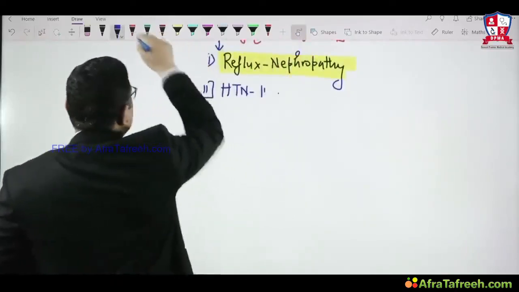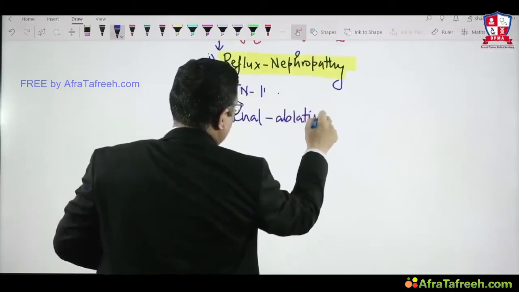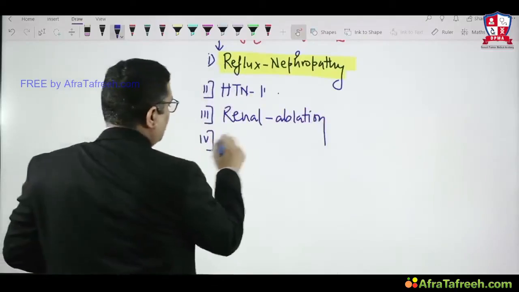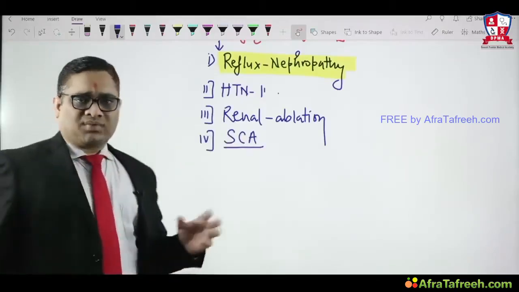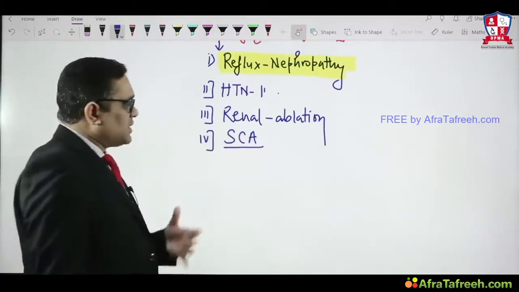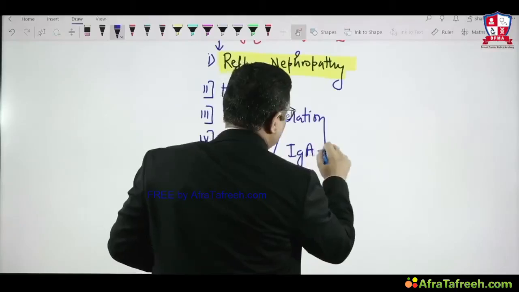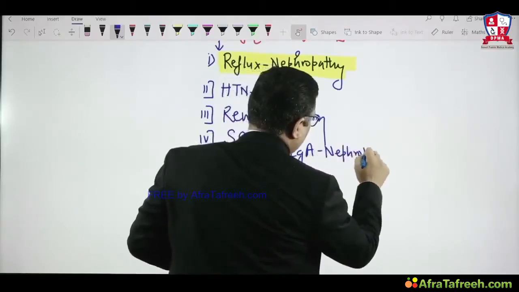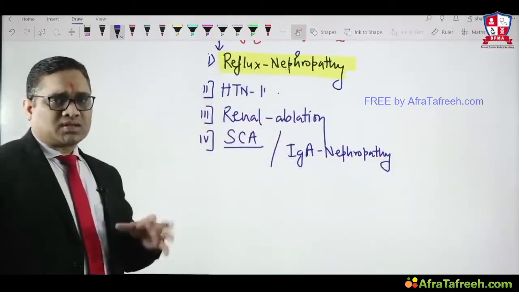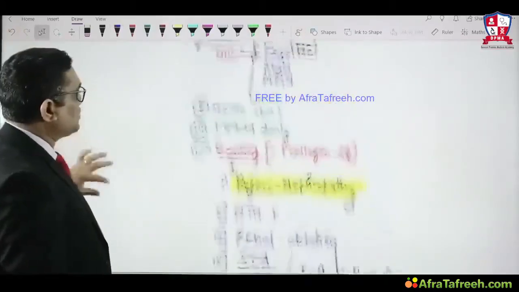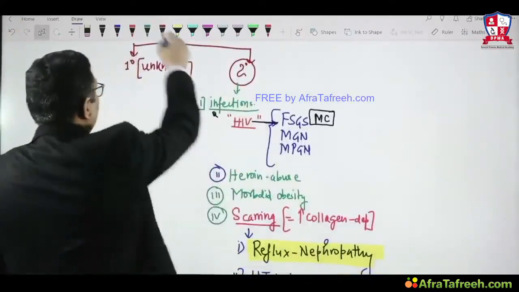Whenever you cut down a piece of kidney, that is renal ablation. It can be seen in sickle cell anemia because of the ischemia, necrosis, infarction, fibrosis, and scarring, right? So in sickle cell anemia also you can find it, and even in IgA nephropathy you can see this FSGS, right? So these are the various etiologies of focal segmental glomerulosclerosis. Here I have told you only two, primary and secondary. Now there is a third etiology, that is hereditary, right?